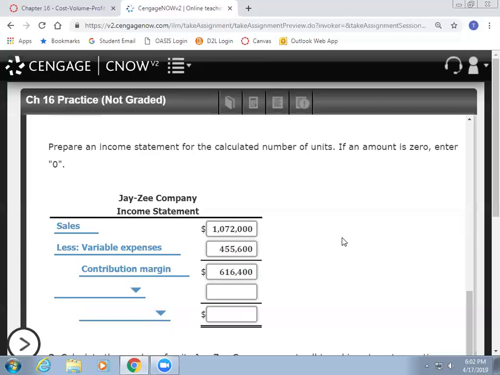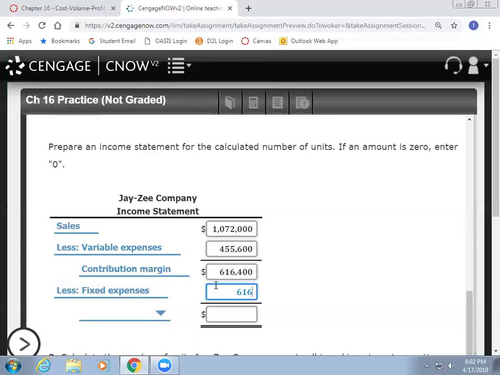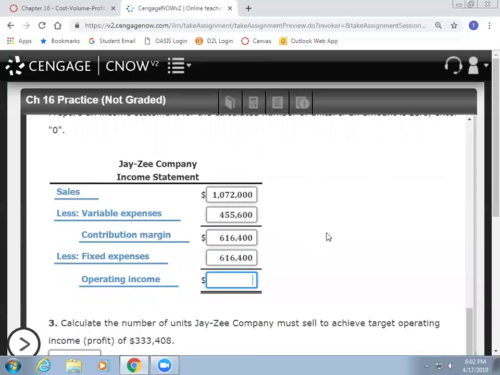And then we had fixed expenses of 616,400, which leaves us with an operating income of 0. So that one worked out that it calculated to 0. Sometimes, when you get fractions of units, if you would have gotten like 3350.5, you may not have exactly 0 on this because of those fractions, if they have you rounding. But in this case, we worked out.